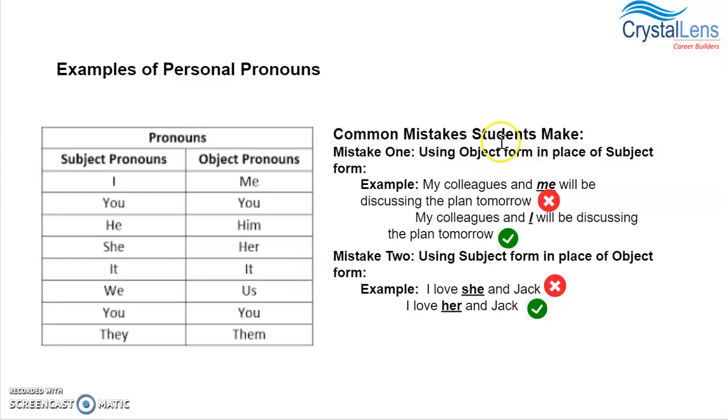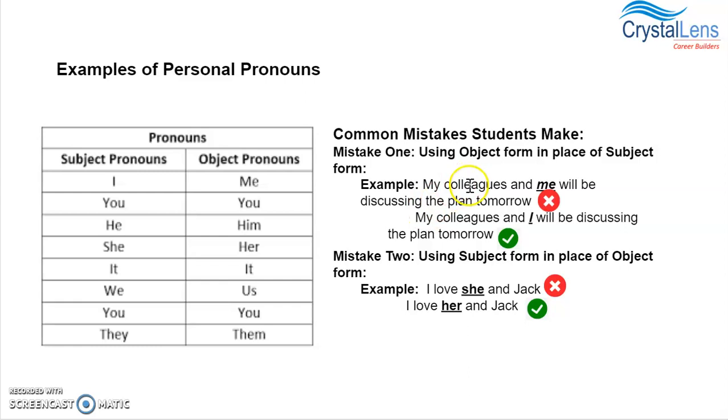A common mistake that students make is using the object form in place of the subject form. This example says, my colleagues and me will be discussing the plan tomorrow. What do you think is wrong with this sentence? Now, take a look at it. My colleagues and me will be discussing.